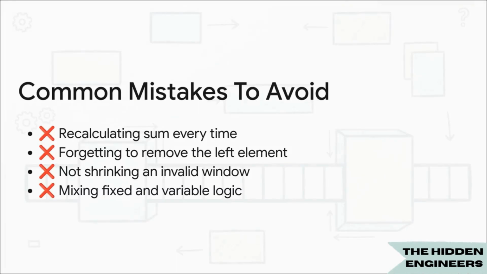So here are the big ones, the classic mistakes. First, recalculating the sum every single time. I mean, that just defeats the whole purpose of being efficient. Second, for fixed windows, forgetting to subtract that element on the left. Your math will be wrong every time. And for variable windows, if you don't shrink when you're supposed to, your whole logic just falls apart.